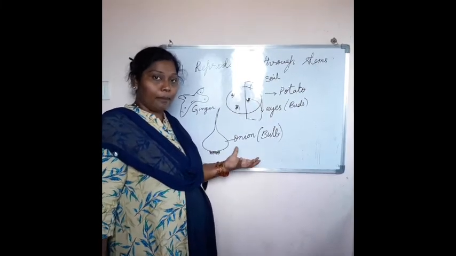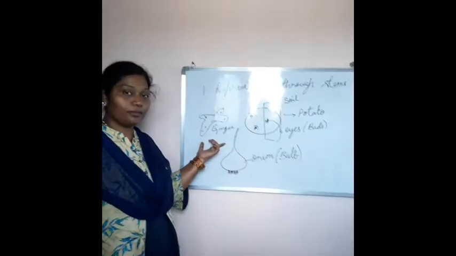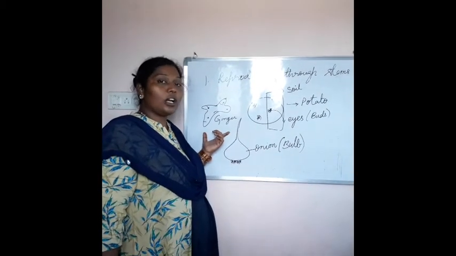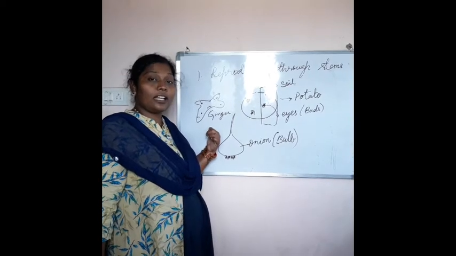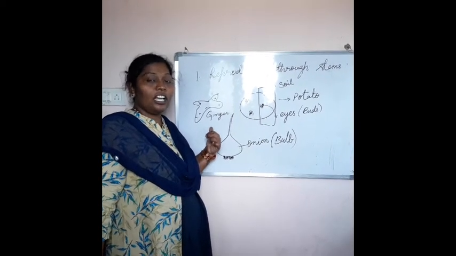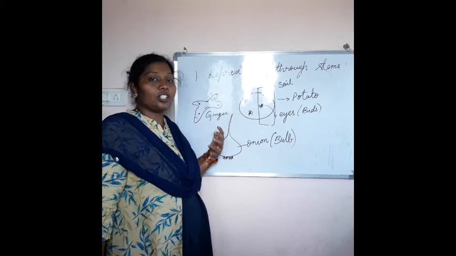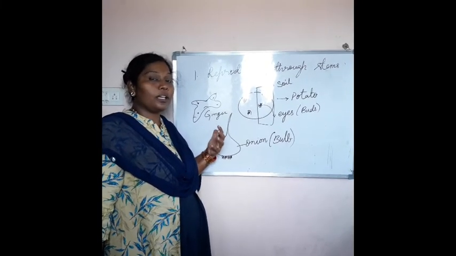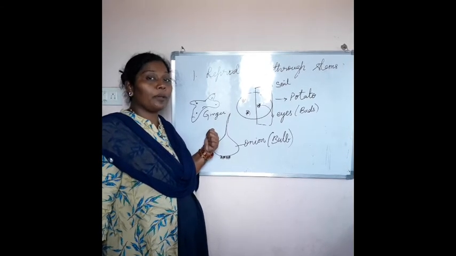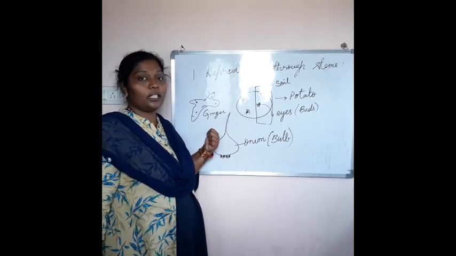We'll see the next example. Ginger. Ginger is also a kind of modified stem. Even the ginger contains the same eye-like structures. If you cut that eye-like structure and place it in the soil, then after a few days you can see a new plant coming out of the soil.